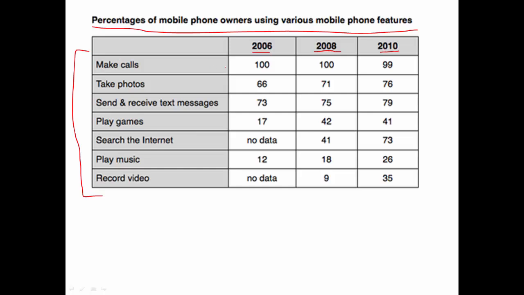Okay, so if we look at the data, it's very obvious that making calls is the main reason people use mobile phones. 100%, 100%, 99%. So this is already, we can see that this is much higher than the rest of the figures. So one of our main features is going to be that making calls is the main feature that people use their mobile phones for. Then we need to look a little bit at the data.